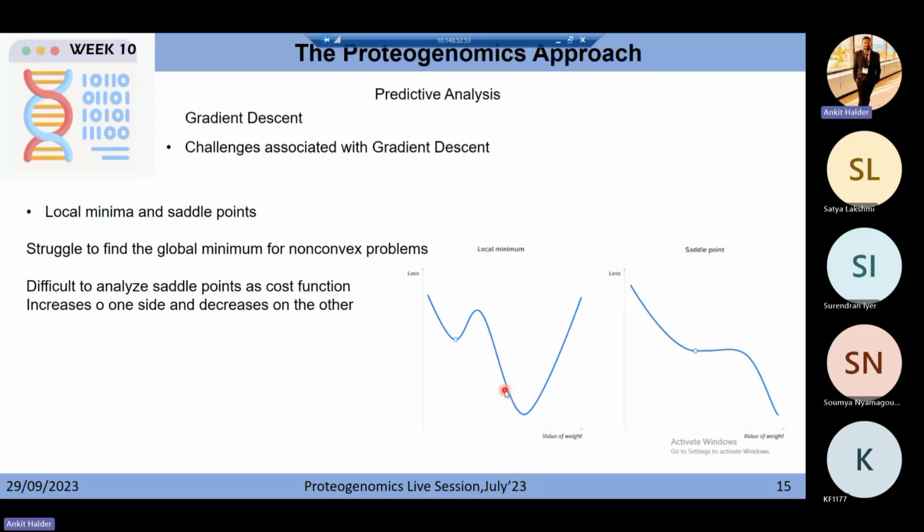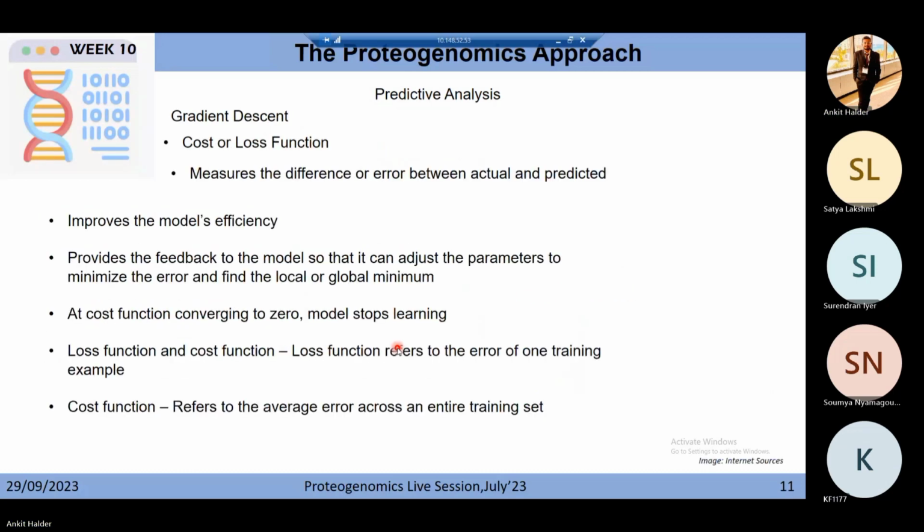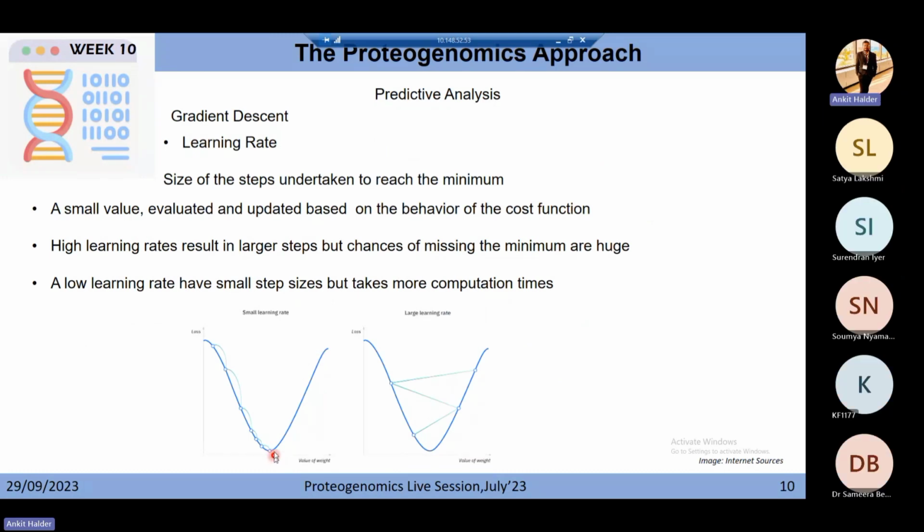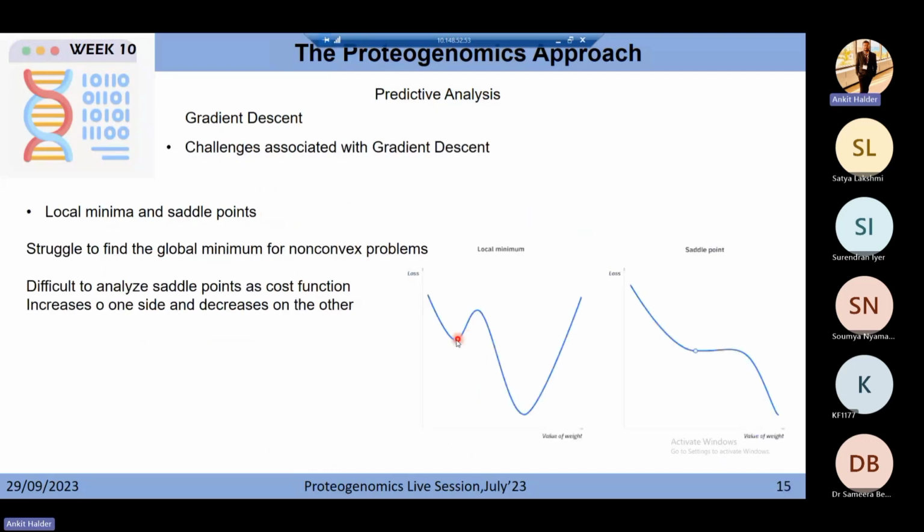One of those is known as the problem of local minima and saddle points. It also struggles to find the global minimum for non-convex problems. If the problem is convex like this, it has no problem, there is only one minimum, the global minimum. But whenever the data sets become like this, where you have a zero here and a zero here, there is the problem of local minima.